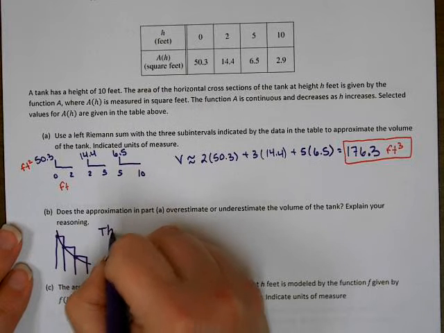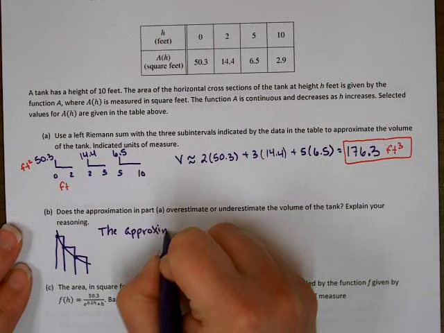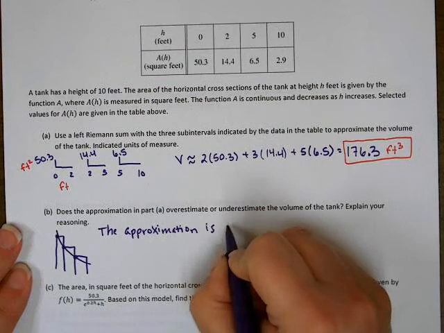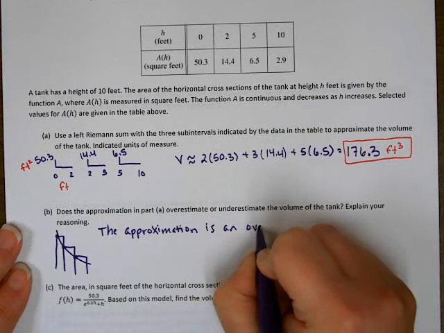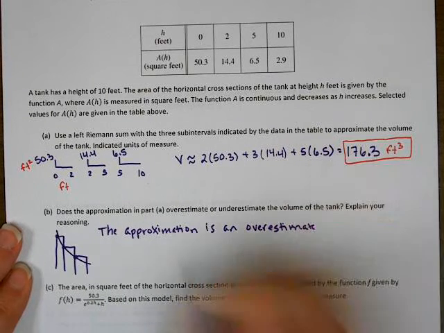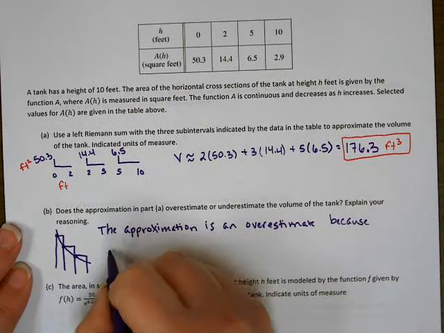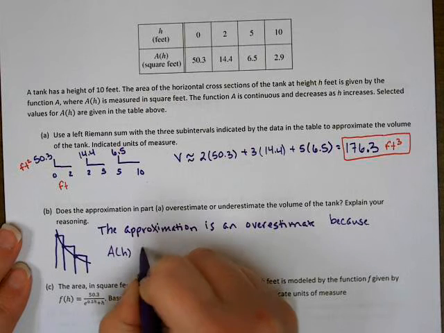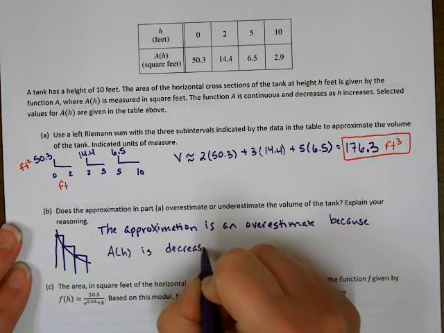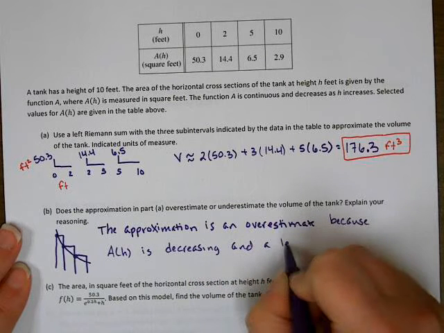So the approximation is an overestimate because A is decreasing and a left Riemann sum is used.